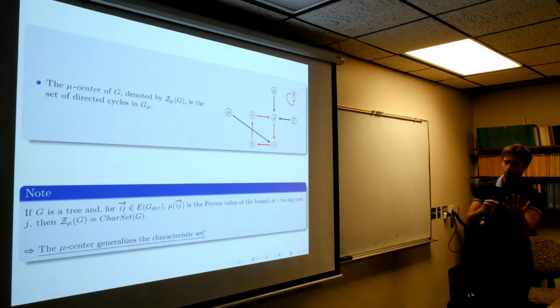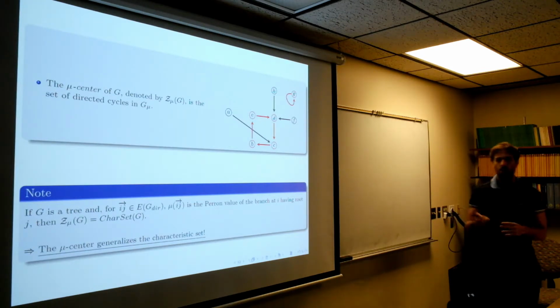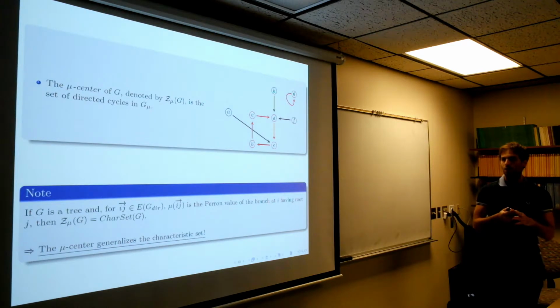Right, so we start with the tree G, we select I, we remove it, we end up with a forest, and we save just the tree having J in its vertices. So if mu of ij is the Perron value of this tree, then the center, the mu center, Z mu of G, is exactly the characteristic set. So whenever we are in a tree and we choose mu in this way, we end up with that other definition. So we can think about the mu center really as a generalization of the characteristic set.